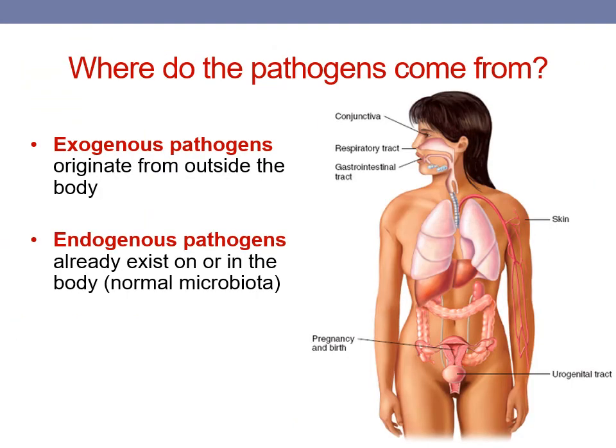Pathogens can originate from outside the body. These are exogenous microbes. Other pathogens already exist on or in the body. These may be normal microbiota that have invaded an area of the body where they are not normally found.